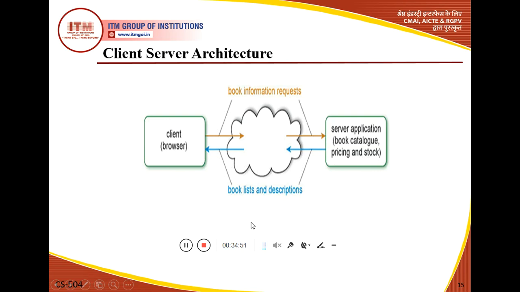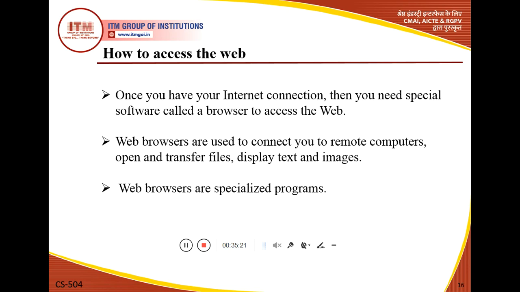So when any client sends a request for book information, first it searches on the server. The server is a database, and whatever request is searched, it responds in the form of the book list and description. So this is the client-server architecture, or client-server model. According to this architecture, the WWW works.